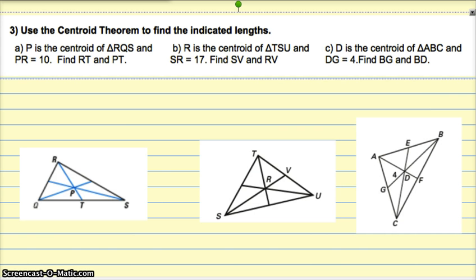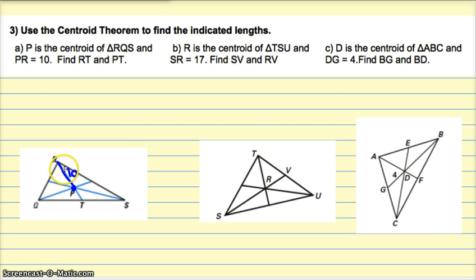Several here. Letter A, it says P is the centroid. So P is the centroid, and PR is 10. And it wants us to find the length of PT and RT. All right, so we know from the centroid theorem that PR is 2/3 the whole length of the median.